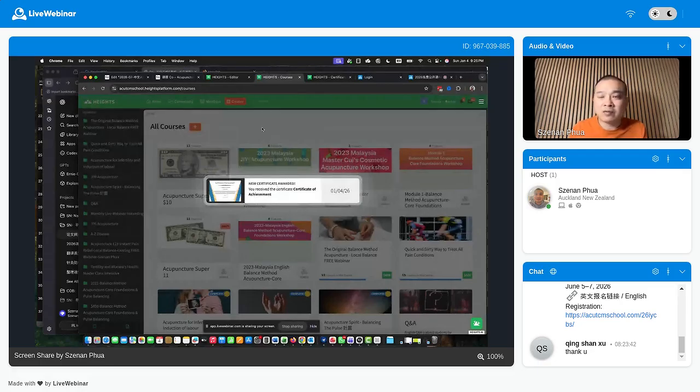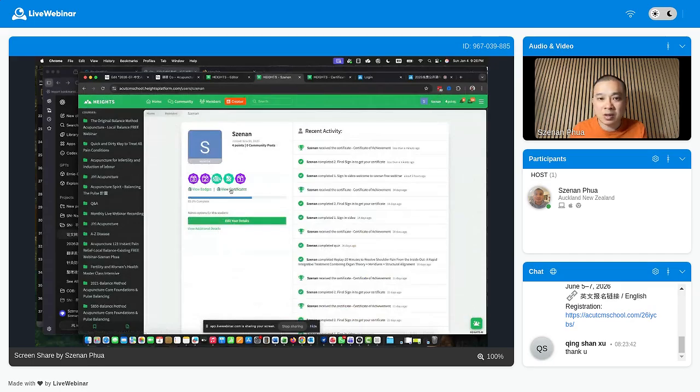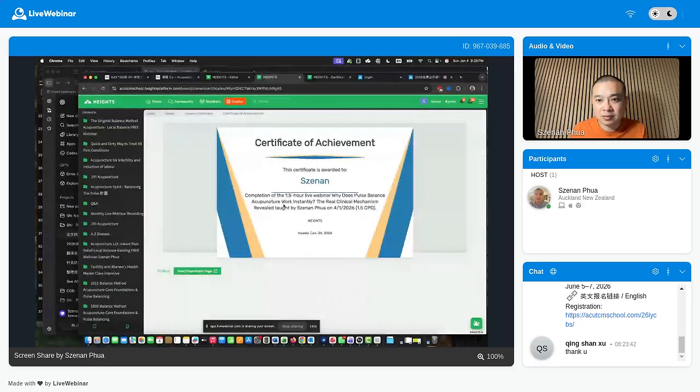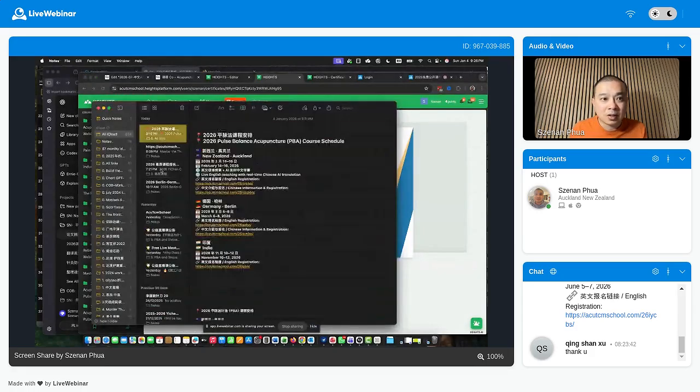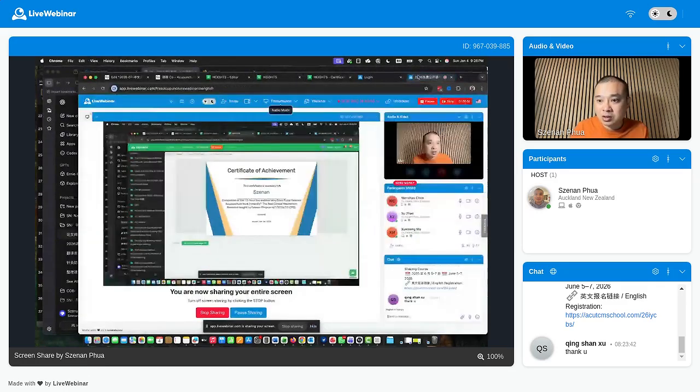And where do you get the certificate? It is on this side, by the name here. Click here, the name, and view certificate. And here is the certificate. That's for today. That's it. If you want to log in, you can log in from this link.